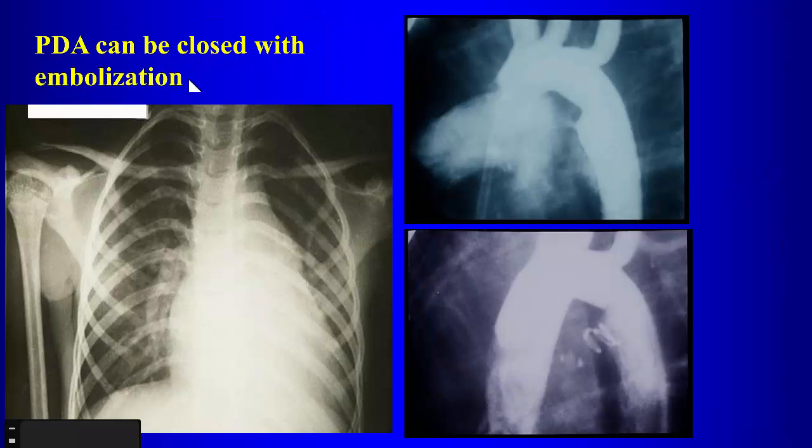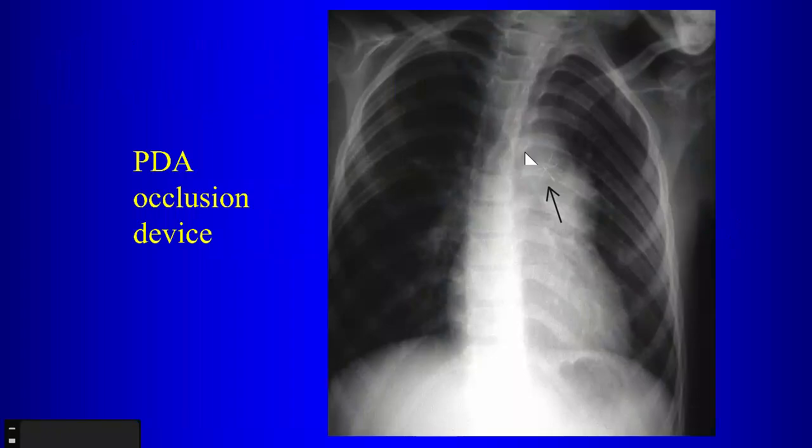All right? Treatment is closure with embolizing devices, with coils that can be put in there, especially in children, to close the PDA. It looks like a little bit of a star sometimes. Okay, here it is. There it is there. There's that little star. That's a PDA occlusion device.